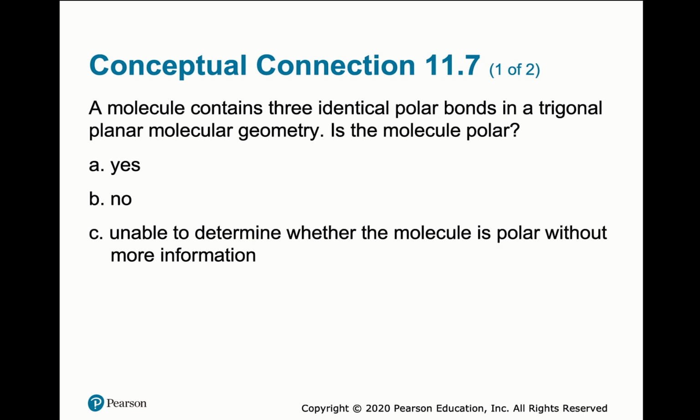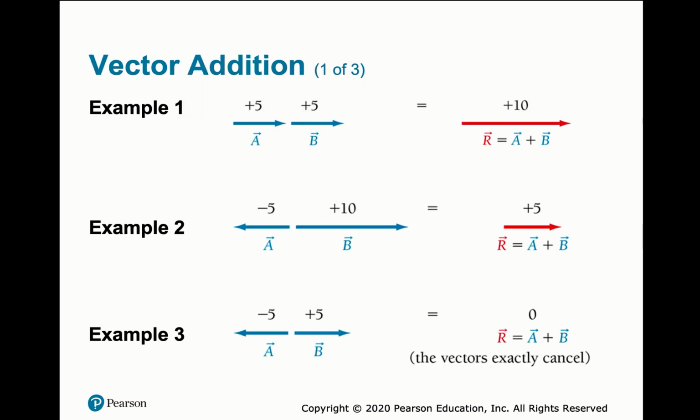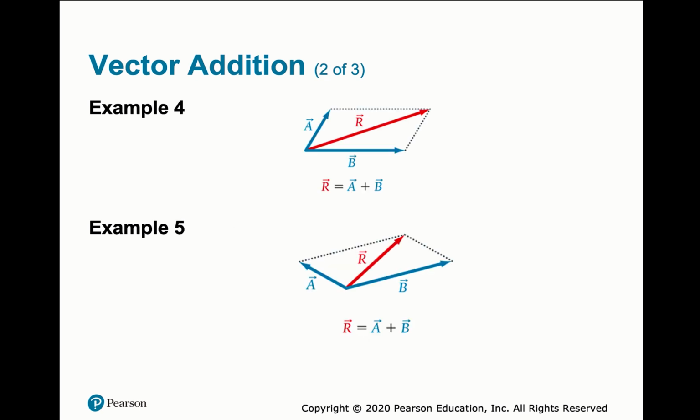So a molecule contains 3 identical polar bonds and trigonal planar molecular geometry. Is the molecule polar? No, they all cancel out. So I mentioned vector addition. In example 1, these are adding together, and they have an overall vector in one direction. In example 2, they subtract, but you still have an overall movement in one direction. In example 3, these are equal and opposite, and they cancel each other out.